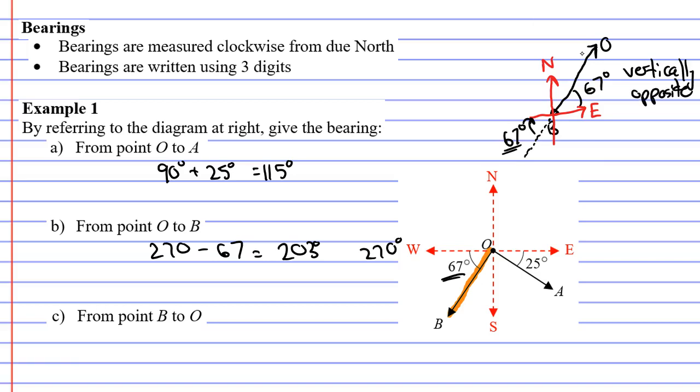Vertically opposite. Alright, so how do we find this angle? I'll write it in green, because the angle in green will actually give us the bearing that we need. Well, quite simple. We can see the angle from north to east is 90, so we just need to go 90 minus the 67. So 90 degrees minus 67 degrees comes out at 23 degrees. Remembering these are bearings, so we need to put a 0 at the beginning. It needs to be 3 digits. And that concludes example 1.